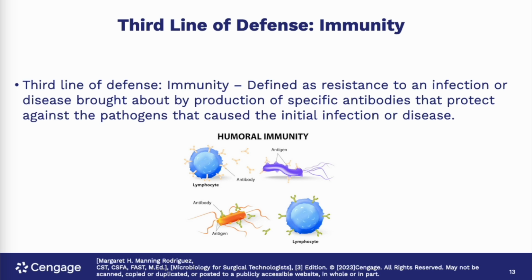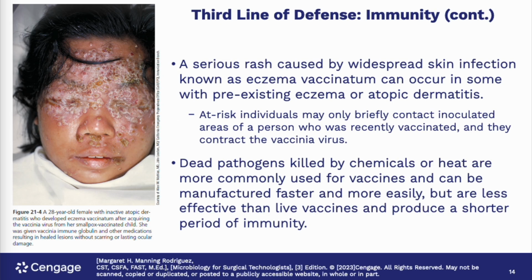Now, vaccines are often made from weakened pathogens or modified toxins. For example, a smallpox vaccine uses a weakened virus from cowpox, vaccinia, which causes a mild infection but can lead to serious reactions in some cases. Eczema vaccinatum is a serious skin rash that can occur in individuals with pre-existing eczema or atopic dermatitis after exposure to the vaccinia virus, typically through contact with someone recently vaccinated.